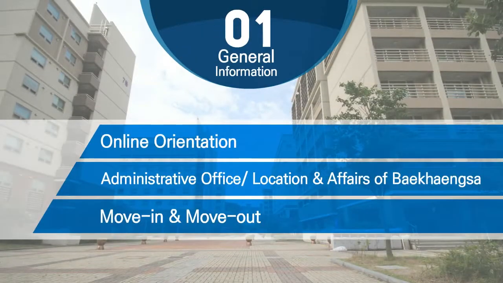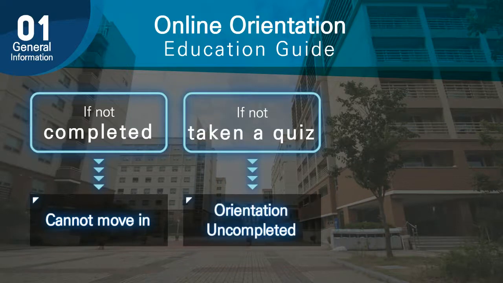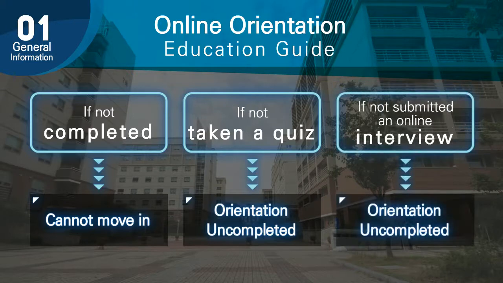Let's get started with basic guidelines which you shall follow for a better on-campus life. All the residents shall be aware of rules and regulations of dormitory by taking this online orientation. If you have not completed this orientation, you are not able to move into the dormitory. Also, if you have not participated in a quiz or have not submitted all the details from the online interview, your online orientation is not completed.